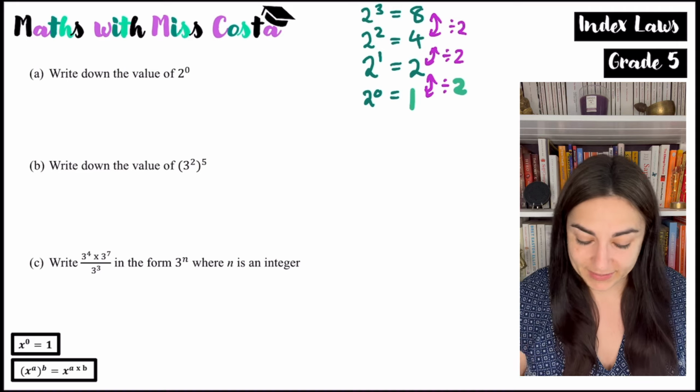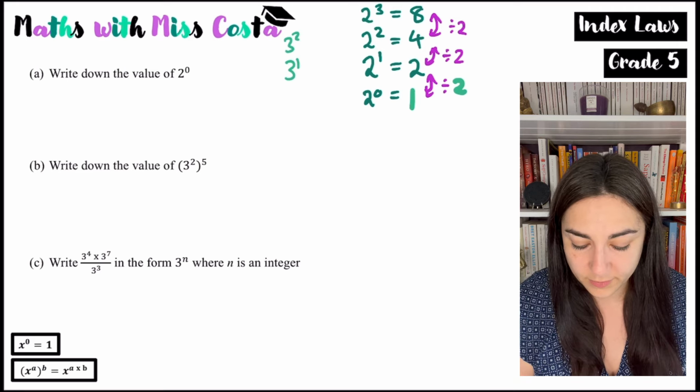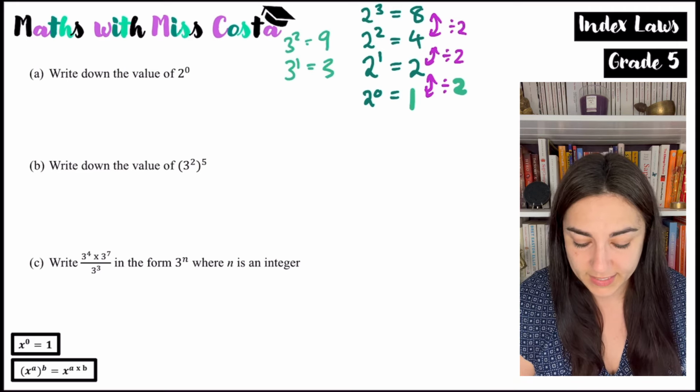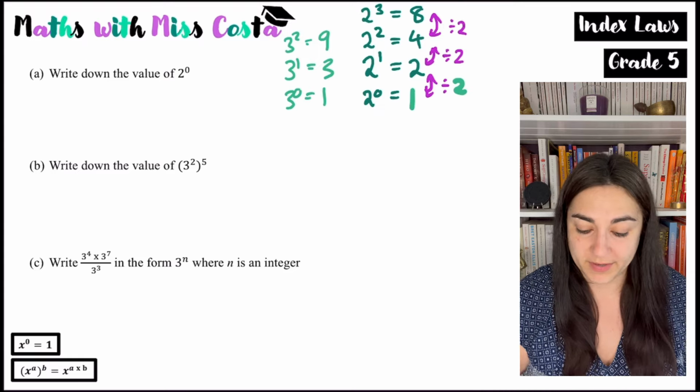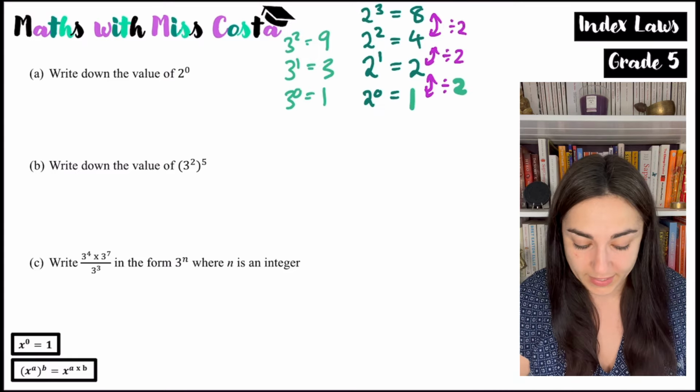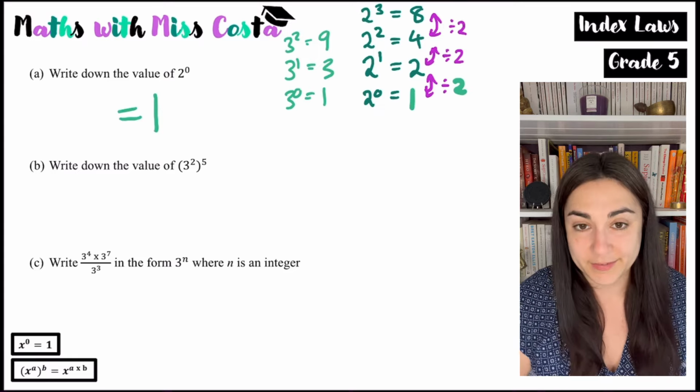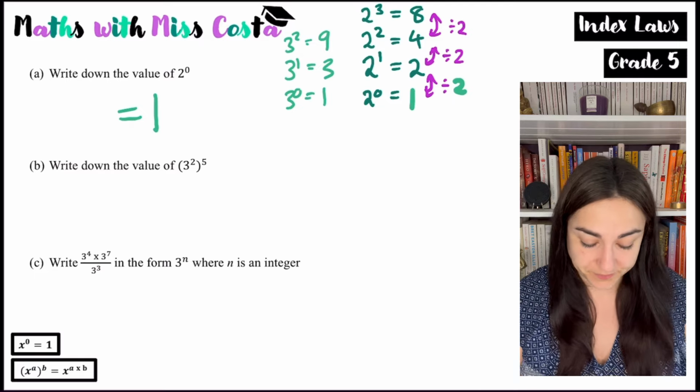And this is the same case for if you were doing 3 to the power of 1 and 3 squared, that would be 9, that would be 3. So therefore 3 to the power of 0 would need to be 1 because it's a pattern that we're following. So anything to the power of 0 is going to be 1.